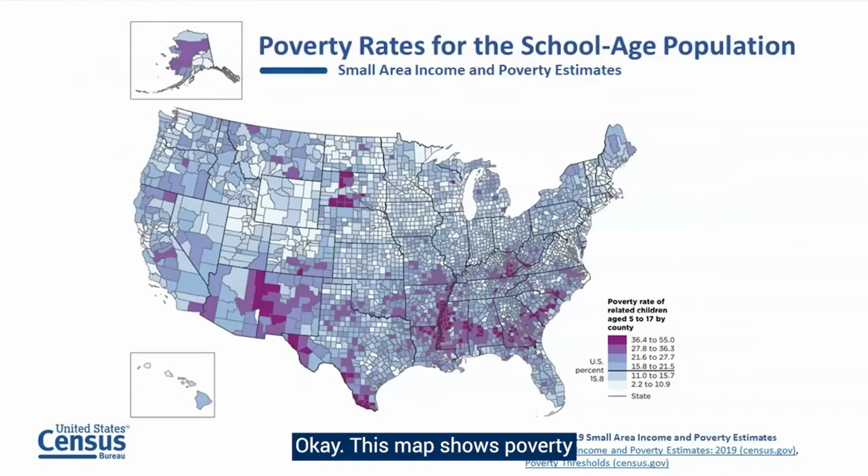Okay, this map shows poverty rates for the school-age population in the 5 to 17 age group, this time by county. And being able to drill down by county and local level data is one of the advantages of using data from the U.S. Census Bureau, and Dr. Dollard mentioned the importance of that.